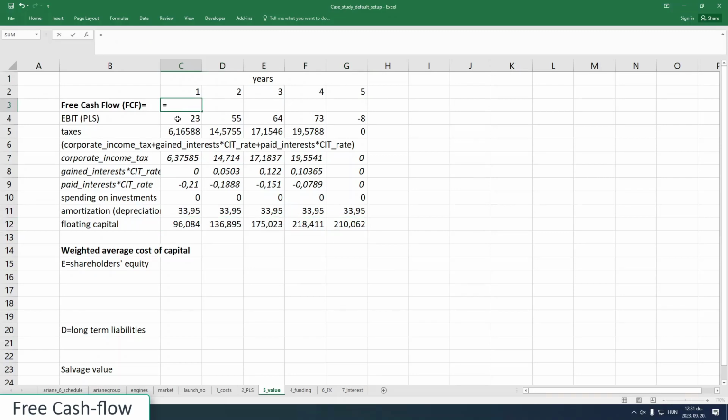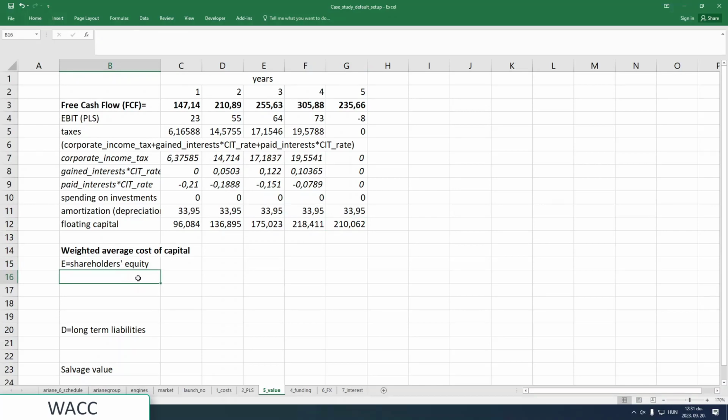So we should add EBIT minus taxes plus amortization, sorry, depreciation, and the floating capital. And then we are the happy owners of the following free cash flows for the different years, which is still highly driven by these items, but at least not that biased.